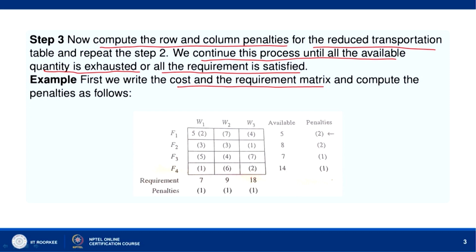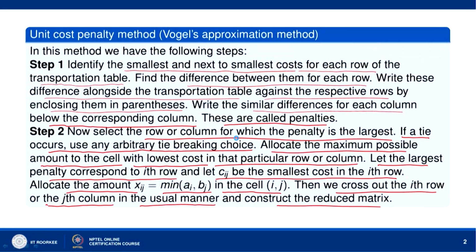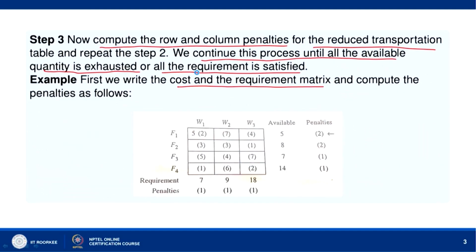So, let us first find the penalties. How do we find the penalties? We find the difference between the smallest and next to smallest cost for each row. Let us take this first row. Smallest is 2 and next to smallest is 4.